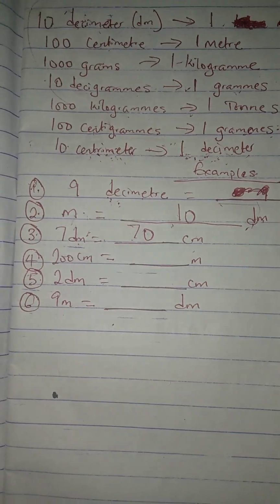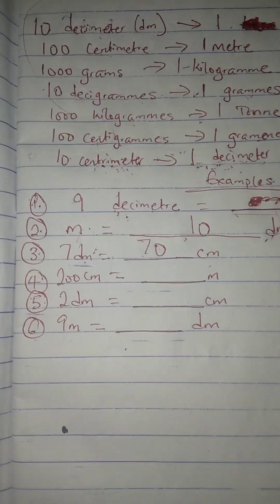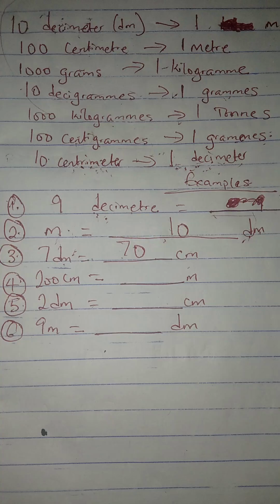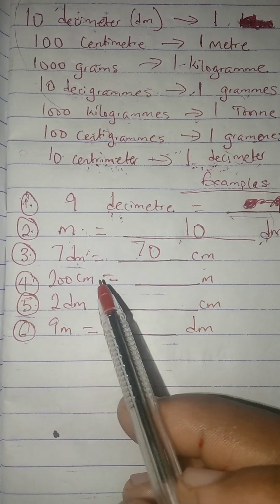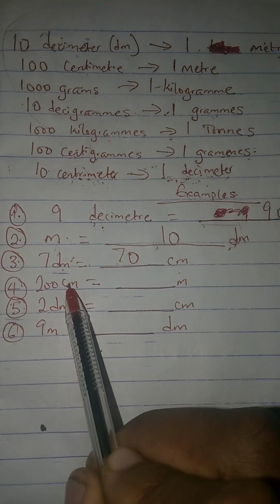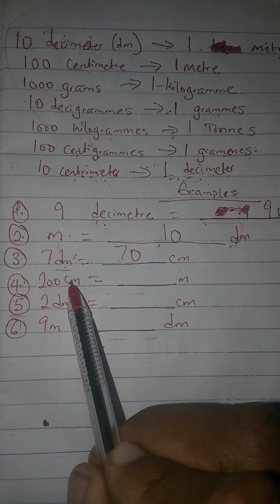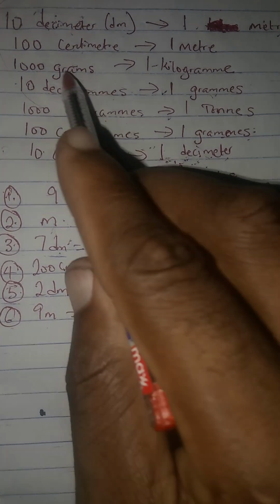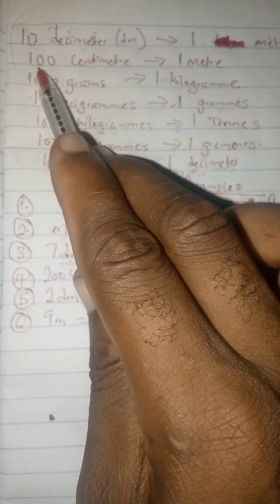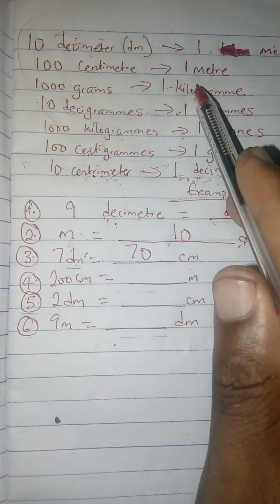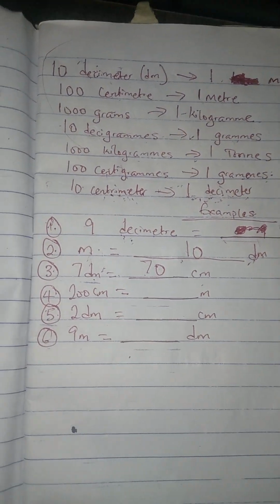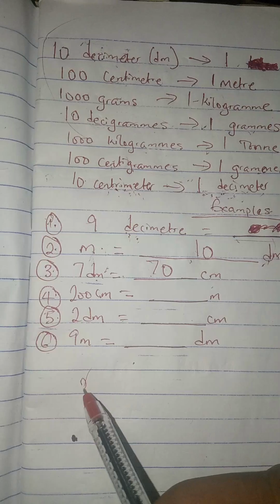200 centimeter equals to what? Dash meter. Now, the first thing you should look at is this centimeter. What did I tell you? Cent represents 100. Now, 100 cents from our hint here, 100 centimeter gives you what? 1 meter. Now, when we have 200 centimeter, that is telling you that 2 times what?